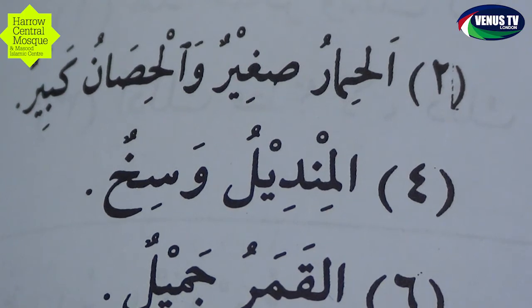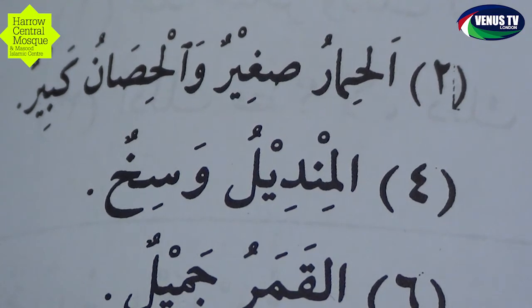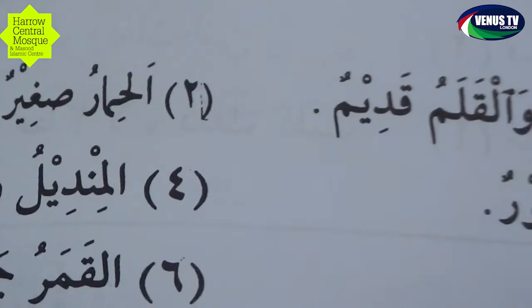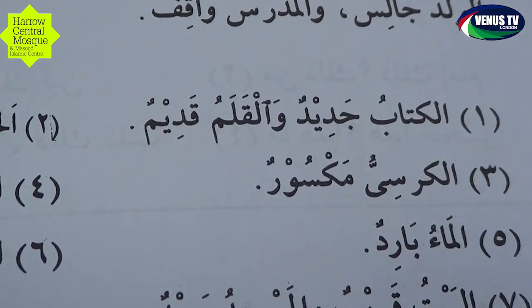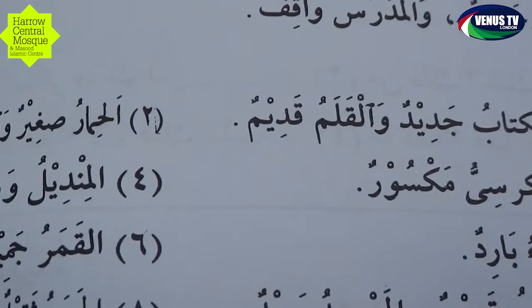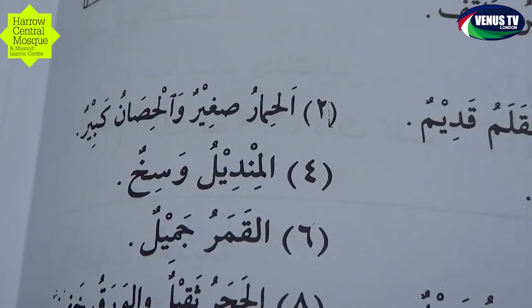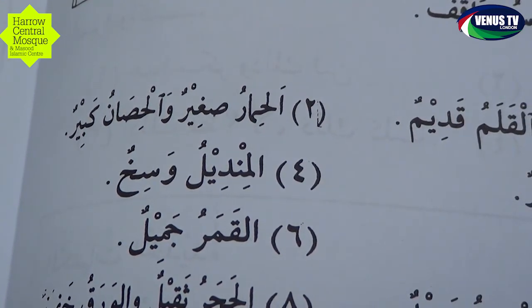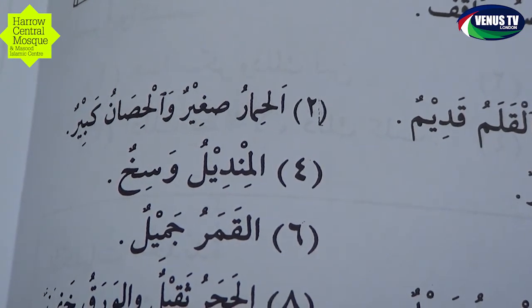So, identify the moment we drop the word is. Like the first sentence that we read: Al-Kitabu Jadid, the book is new. Wal-Qalamu Qadimun, the pen is old. Al-Himaru Saghirun, the donkey is small. Wal-Hisanu Kabirun, and the horse is big. So look, I'm emphasizing the is, and the reason for that is whatever you have before is your Mubtada, and whatever comes after is your khabar.